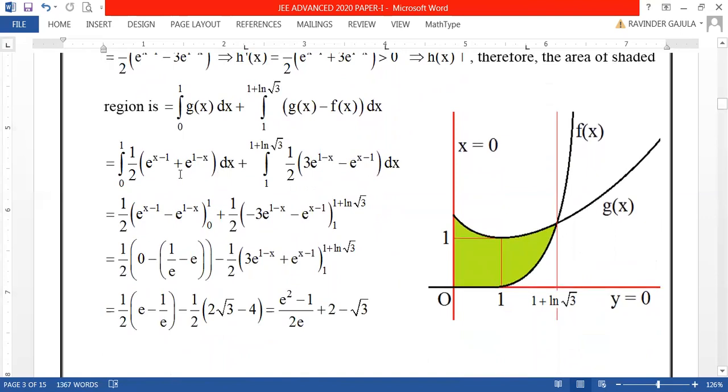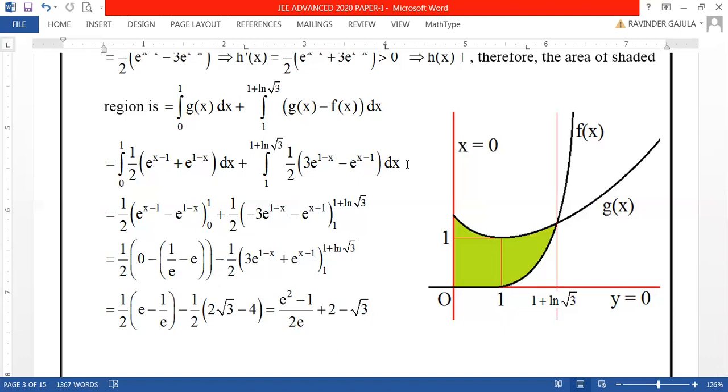I think you are comfortable with the integration. Just substituting the values, going for integration and substituting the values, you will find it as e square minus 1 by 2e plus 2 minus root 3. I think there will be no problem in the simplification. Dear friends, you can understand this simple integration and you can substitute the values and simplify. But getting the region of required area is most important, and analyzing the curves is most important. So that part we have explained here in a well defined manner. I hope you understand this one.